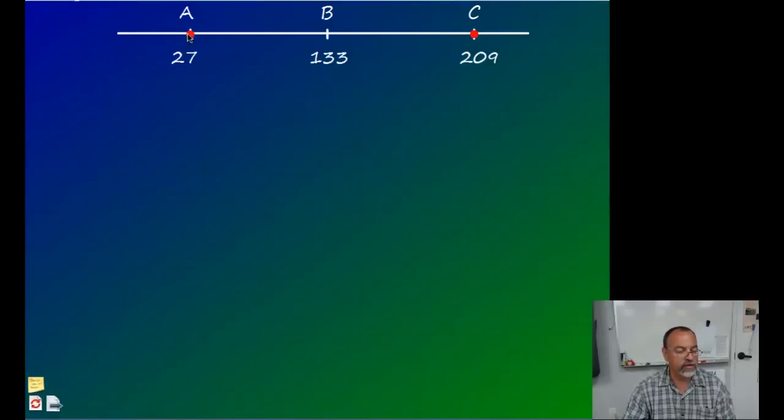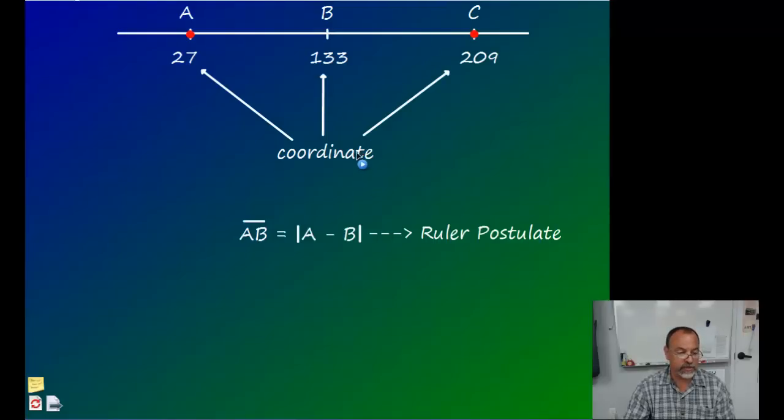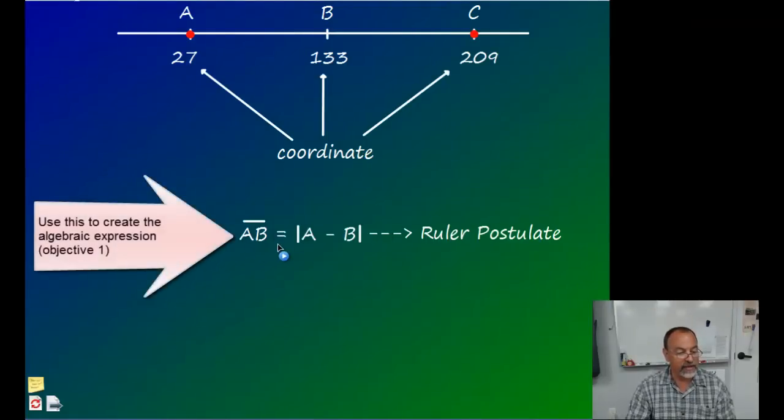So here, I want to know the distance between A and B, A and C, all right? So each point gets a number, that's its coordinate. So the length of AB would simply be the absolute value of the difference between A and B. I want you to write this down. And here's the reason, the ruler postulate. This is the beginning of doing proofs, which we're going to get to in chapter 3, I believe.